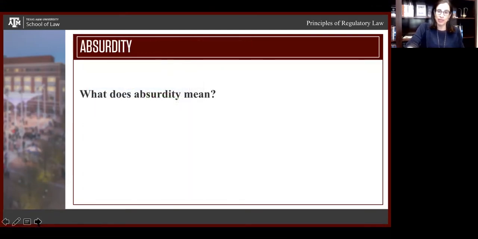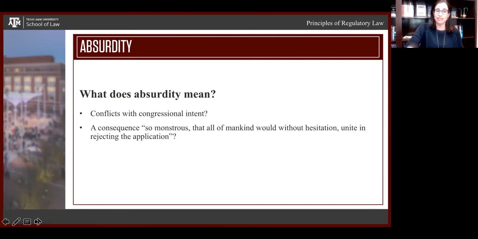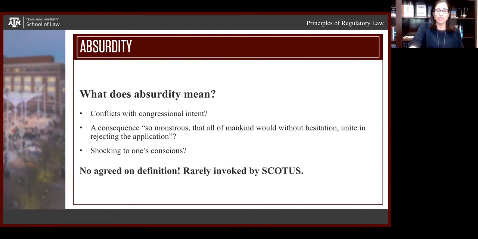So what about absurdity, which is another exception to the plain meaning rule? What does absurdity mean? There's lots of different interpretations. One is something that conflicts with congressional intent. And another possible definition given by courts is a consequence so monstrous that all of mankind would without hesitation unite in rejecting the application. A third definition would be something shocking to one's conscience.